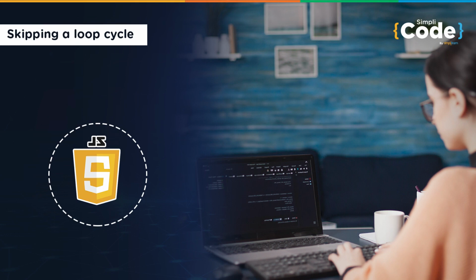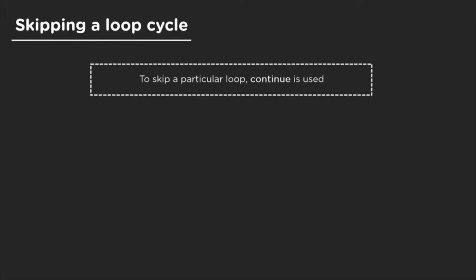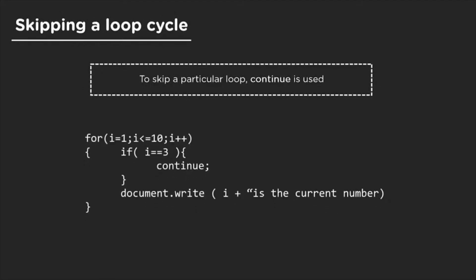Next up, we have skipping a loop cycle. Here, we make use of the keyword continue to skip a particular loop cycle. Say in this case, we have a for loop which displays the values of i ranging from 1 to 10. However, we want to skip the cycle when it reaches the value 3. So we make use of the keyword continue here. Basically it displays 1 and 2, skips the third cycle, and then directly displays 4.